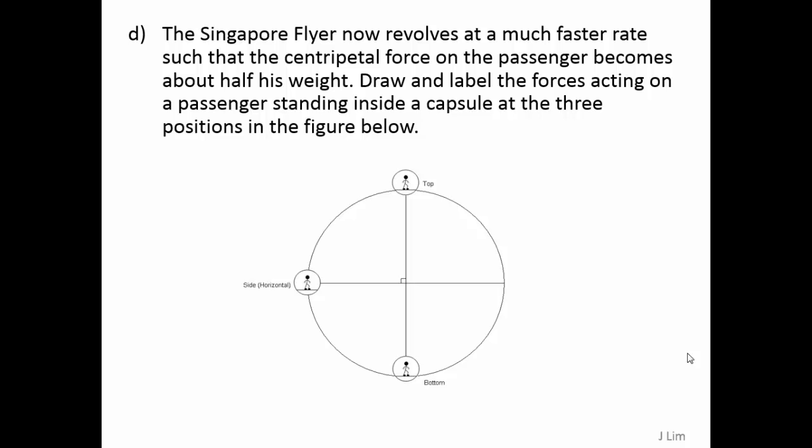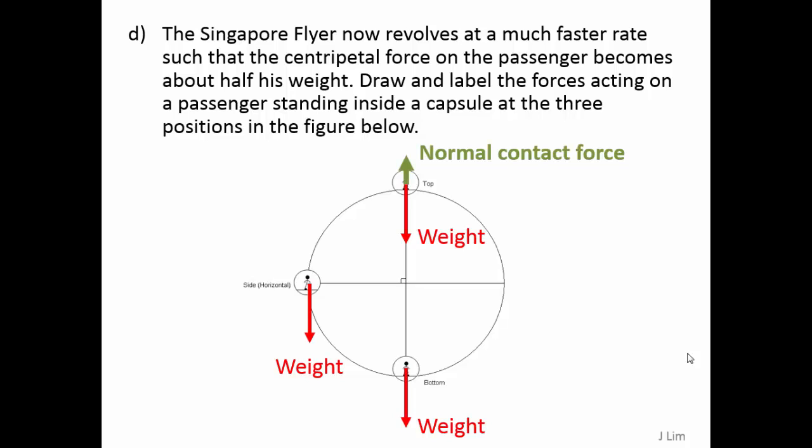The Singapore Flyer now revolves at a much faster rate, such that the centripetal force on the passenger becomes about half his weight. Draw and label the forces acting on the passenger standing inside a capsule at the 3 positions in the figure shown below. So the weight is in red. The normal contact force is upward at the top, and this is half, so that the resultant force will be pointing downwards, and there will be half the weight of the passenger.